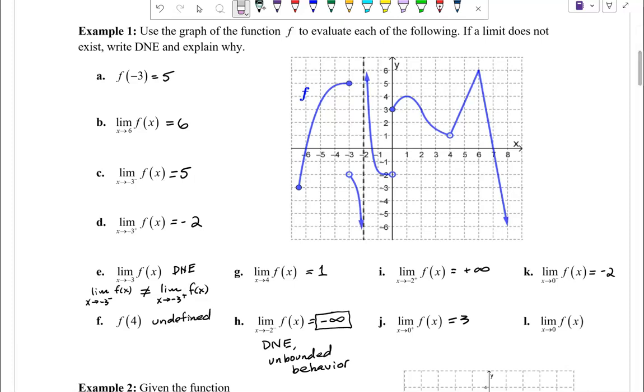Finally, in part L, we're looking at the two-sided limit of f of x as x approaches 0. So we're basically looking at the previous two limits, like that. And we notice that the limit as we approach 0 from below does not equal the limit as we approach 0 from above. So that means that the two-sided limit does not exist.